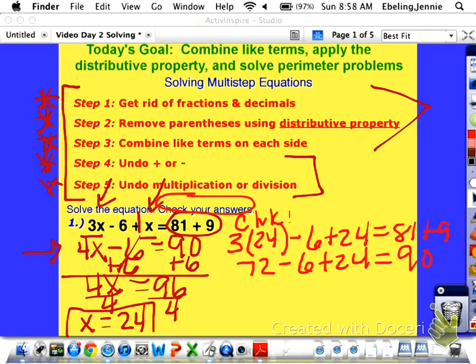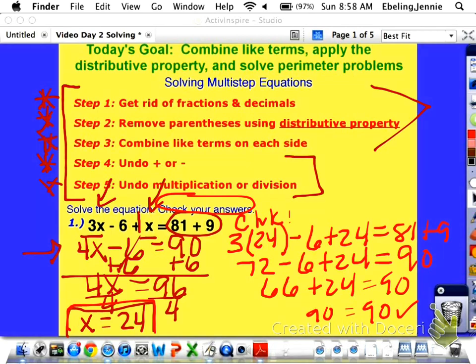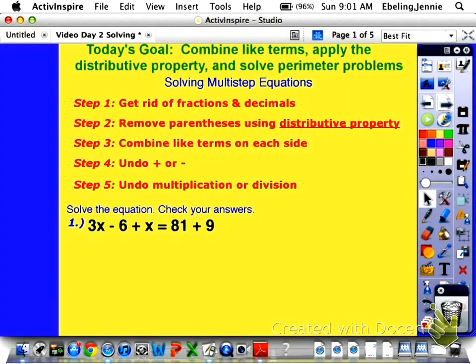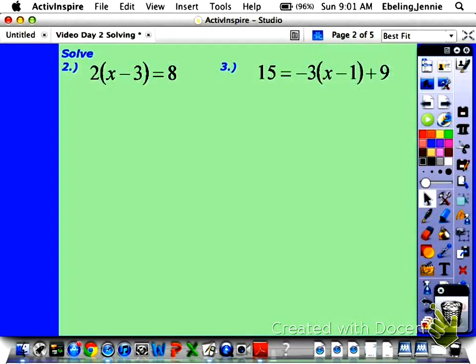Okay, so when I do the 72 minus 6, I get 66 plus that 24. And then I look at 66 plus 24, that is 90. So since both sides really do equal one another, I know that my solution over here is correct. Okay, let's take a look at the next page, the next equation. In the next equation, we're going to be solving some equations that have parentheses in them.